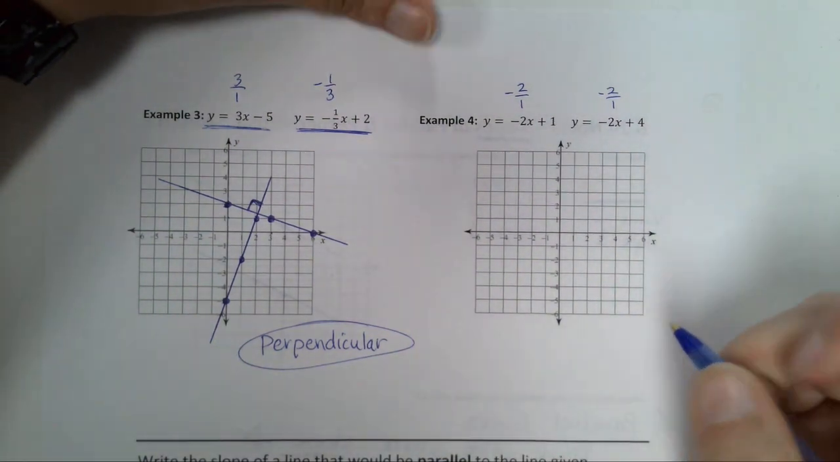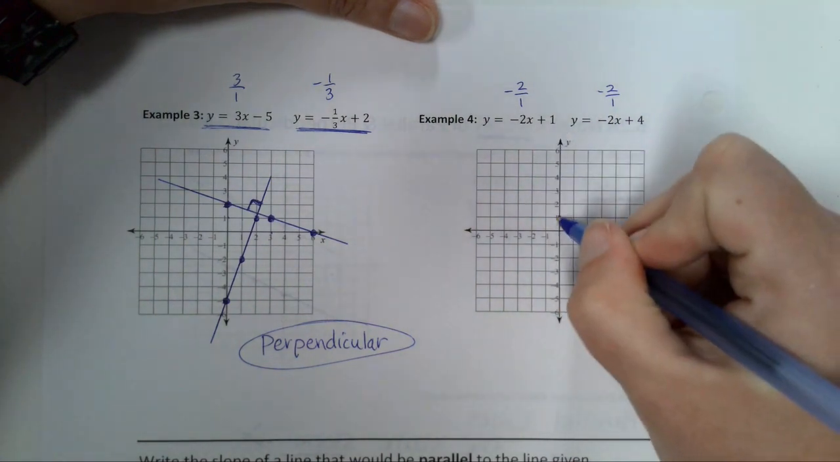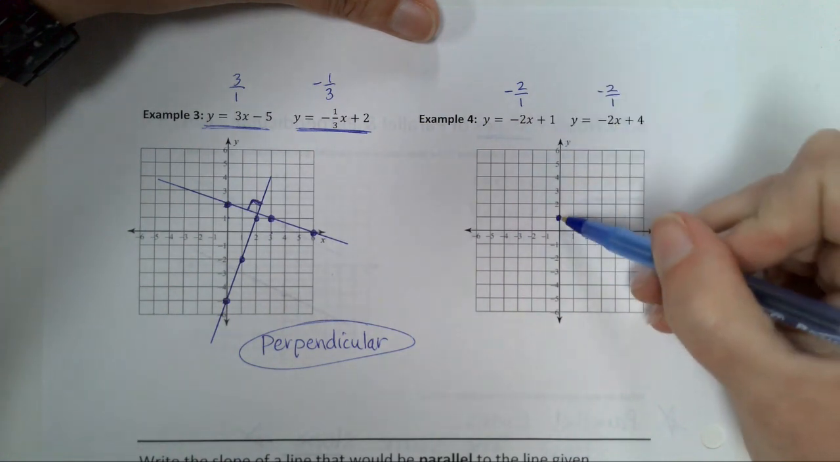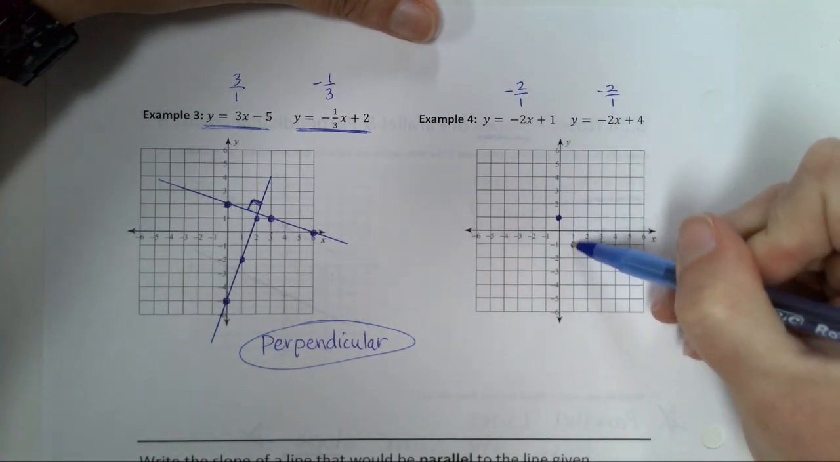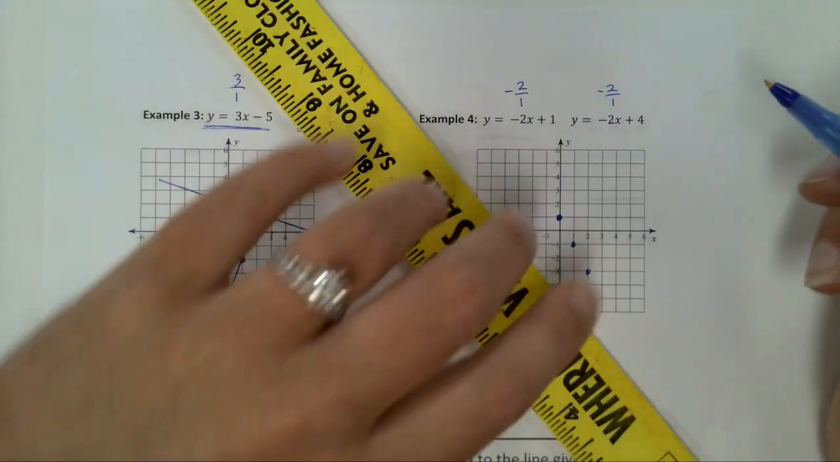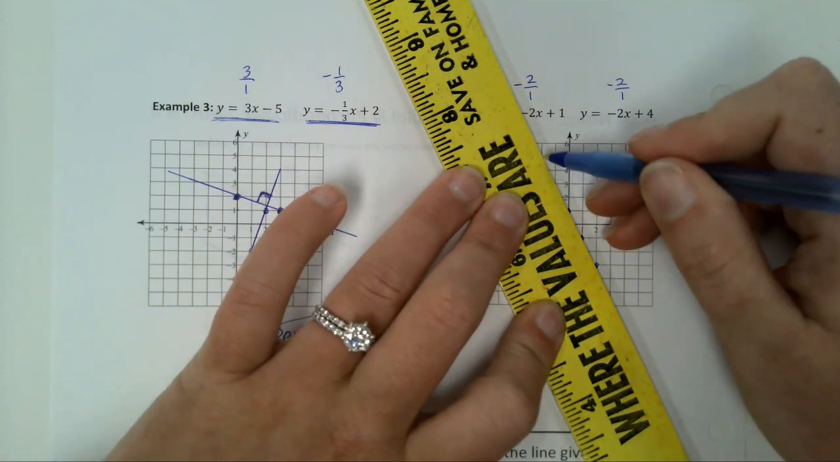All right, what's my y-intercept on the first equation? 1 is where we will start. We have a slope of negative 2 over 1, meaning down 2 over 1. I'm going to do it again. Down 2 over 1. Down 2, run 1. Okay.